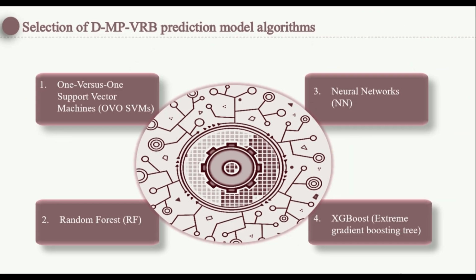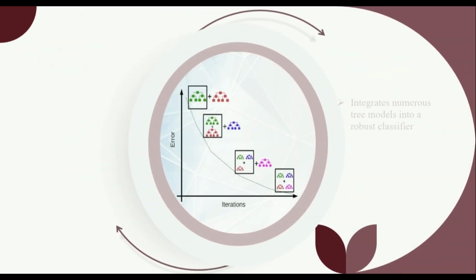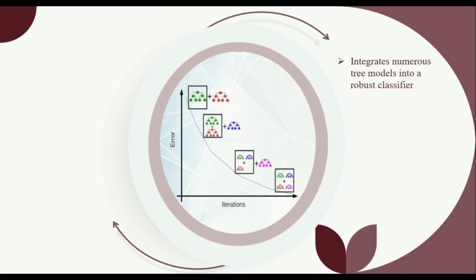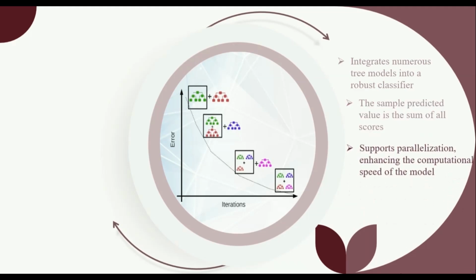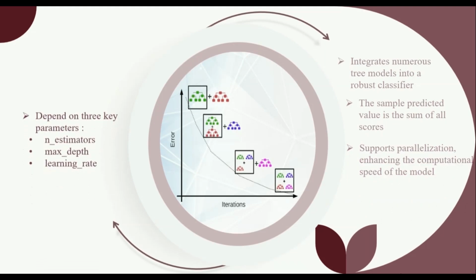The most significant algorithm, extreme gradient boosting, is a boosting algorithm that integrates multiple tree models into a robust classifier. During sample prediction, each tree generates a score, and the predicted value is the sum of all scores. It offers fine control over model complexity, supporting parallelization for faster computation. In establishing the prediction model, there are three key parameters prioritized: number of decision trees, maximum tree depth, and step size for weight updates, which is considered the learning rate.